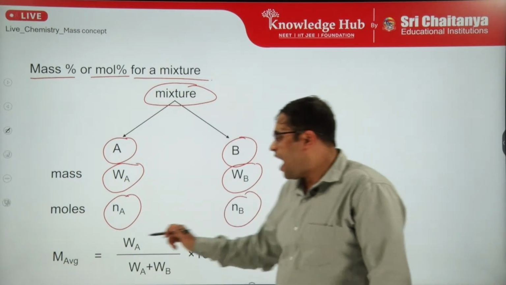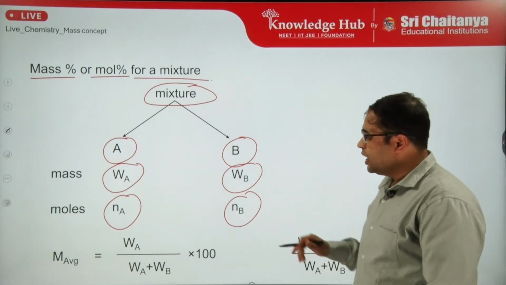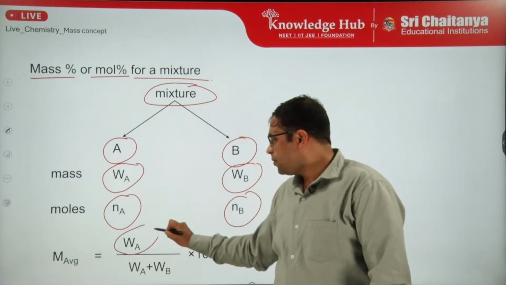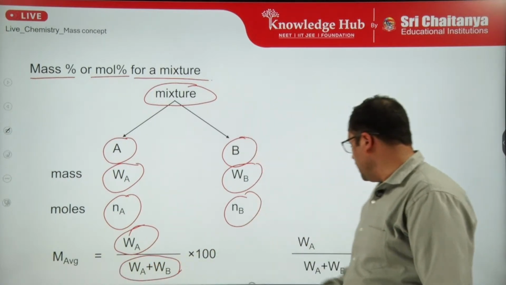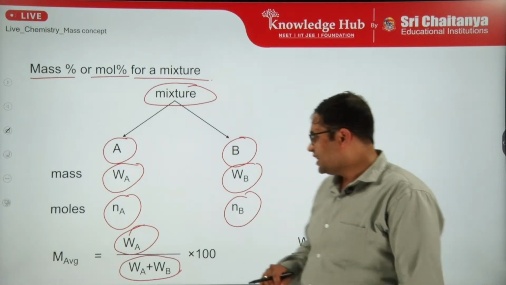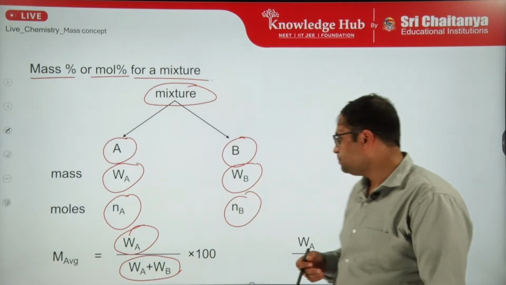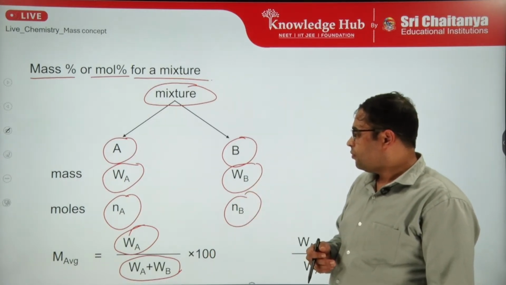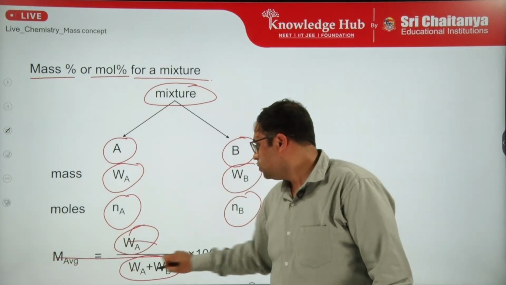So simply average molar mass will be what? It will be weight of A divided by weight of A plus weight of B multiplied by 100, right? That will be your average molar mass. Well, I think there is an error here. Don't do like this.